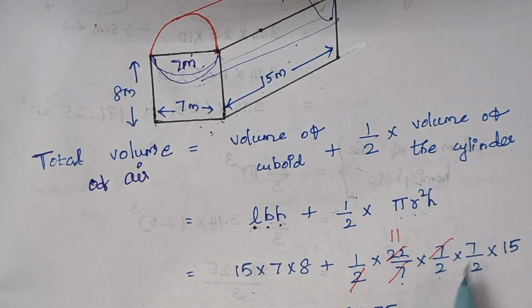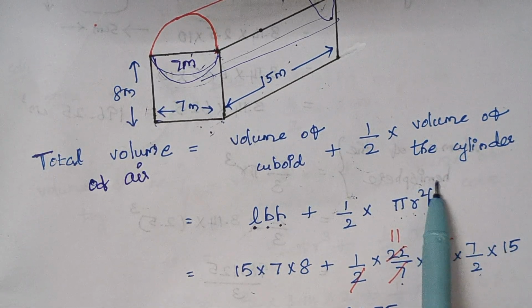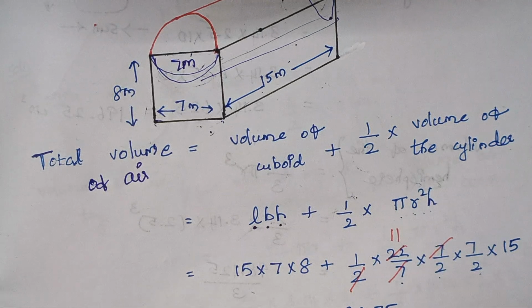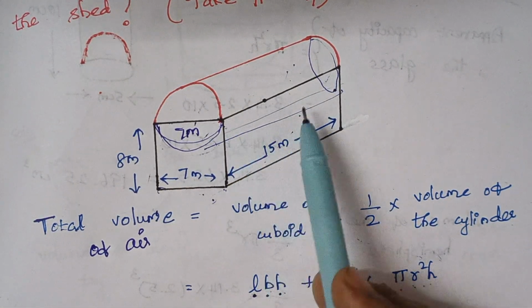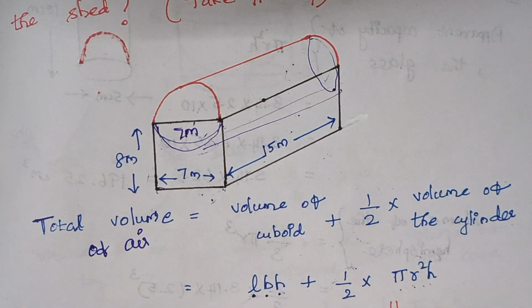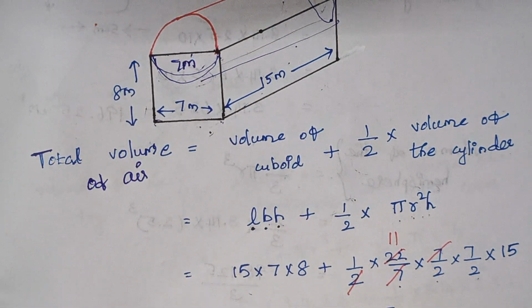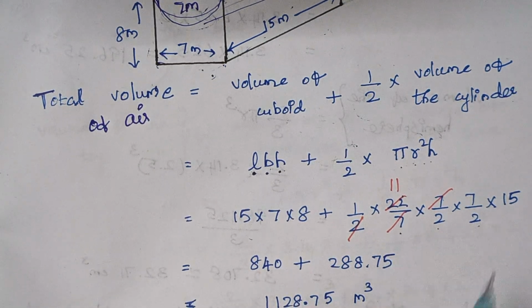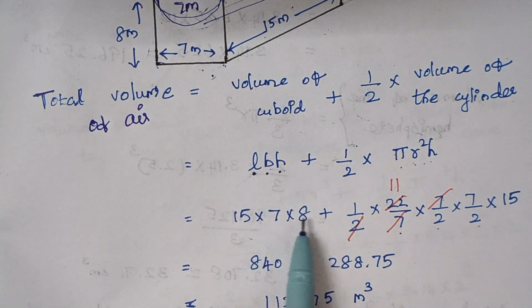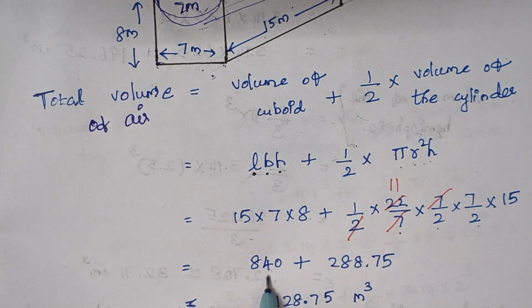Since it is squared, we had written 2 times h. What is h here? Here the height of the cylinder is, this is the height of the cylinder, right? So here it is 15 meter. So just substitute the values, right? Cancel the common terms, and here we have, you see, 15 into 7 into 8 gives 840, right?